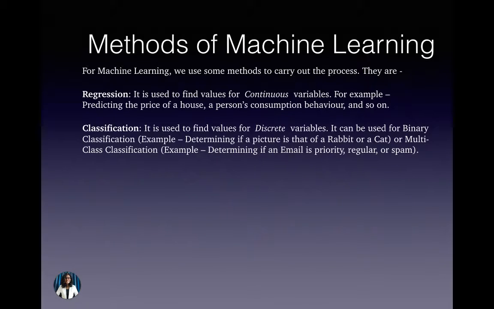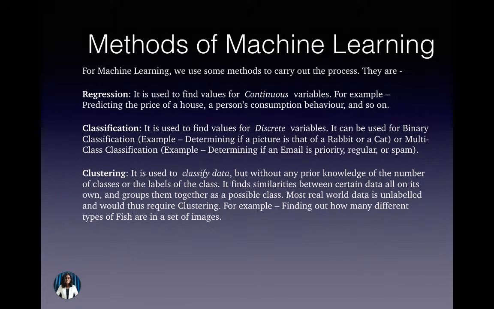Second, we have classification. This is used to find values for discrete variables. So it can be used for binary classification where there are only two classes. So for example, determining if a picture is that of a rabbit or a cat. Or we can use it for multi-class classification where there are more than two classes. So a similar example would be determining if a picture is that of a rabbit or a cat or a dog or a squirrel. And another example which I've given here is determining if an email is priority, regular, or spam.